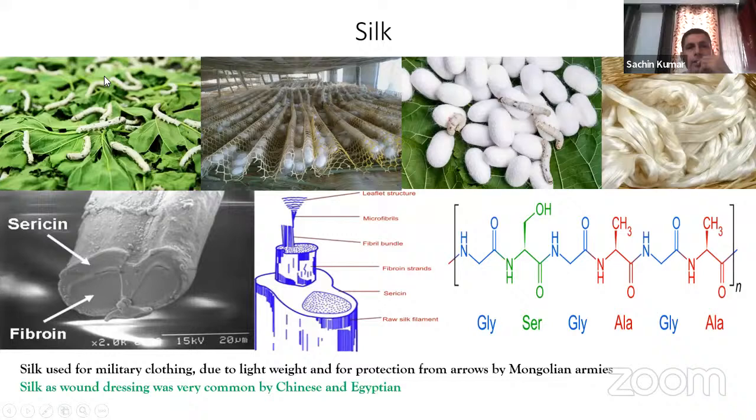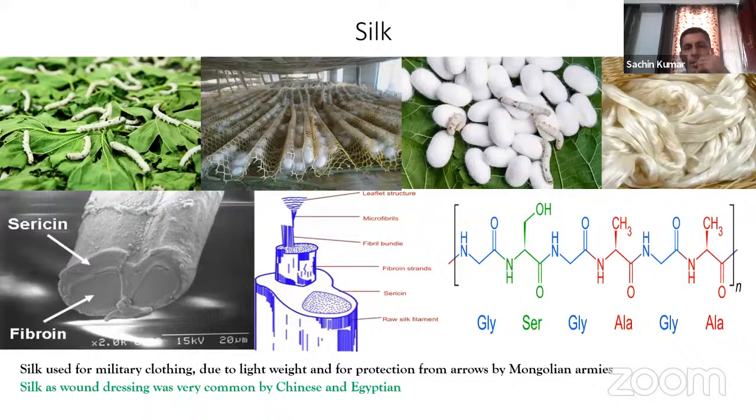It is obtained from silkworms. You can see the white color of the worm, they grow on mulberry trees. After a certain period of time, they start eating leaves and become big in size. To protect themselves from predators, they eject a fluid from their heads and that is converted into a white color cocoon. These are the cocoons. In the end, you get a very bright, lustrous material, that is your silk.